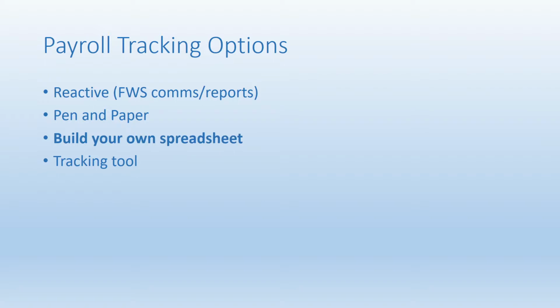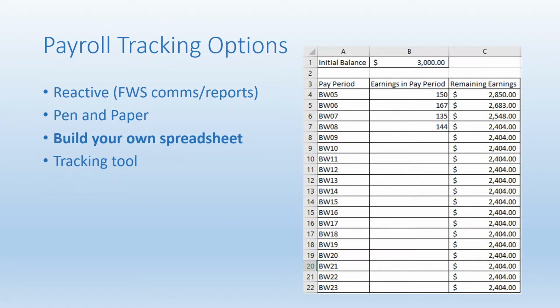Building your own spreadsheet is quite a valid option. This is one I put together in about 2 minutes in Excel. I put in a balance, I listed the payroll periods for the academic year, and as I put in each earnings for the payroll period, as you would gather out of TIM before submitting the record, you could see the student's remaining earnings. You can also use this information to plan ahead speculatively.